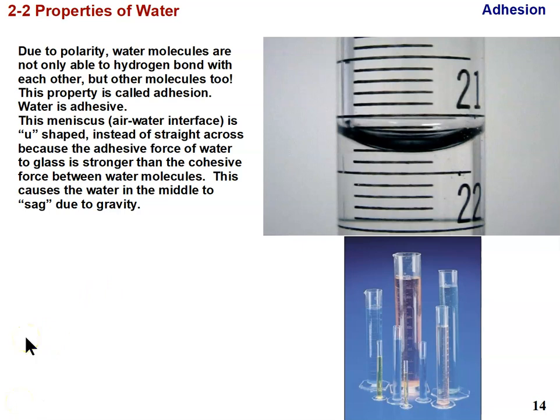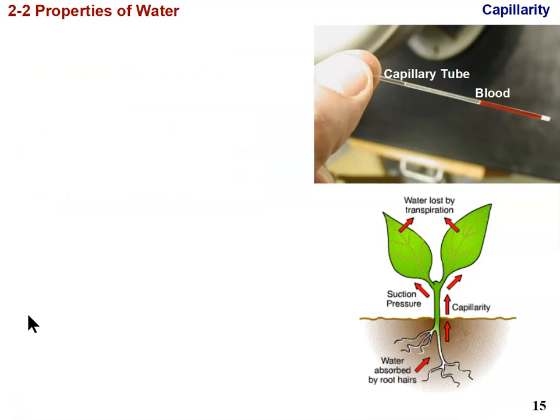Anything that gets wet is wet because the water is sticking to it. It's kind of the opposite of what we saw on the previous slide. Hydrophobic compounds don't get wet. They repel the water and they don't get wet. Hydrophilic compounds will get wet because they're water-loving. Hydrophilic is water-loving. The next magical property of water is capillarity, or capillary action.